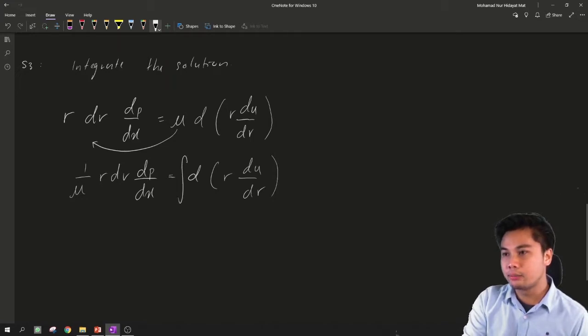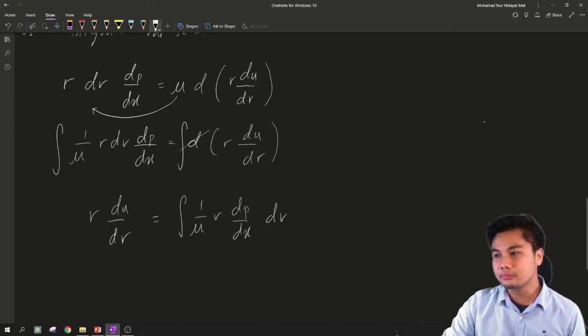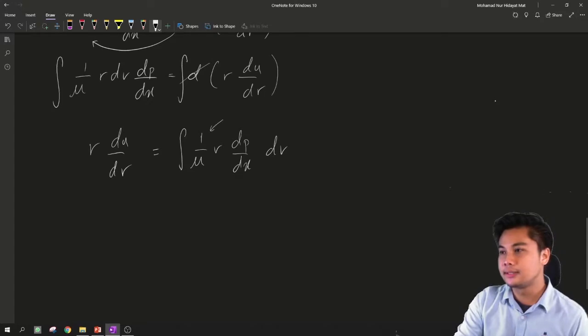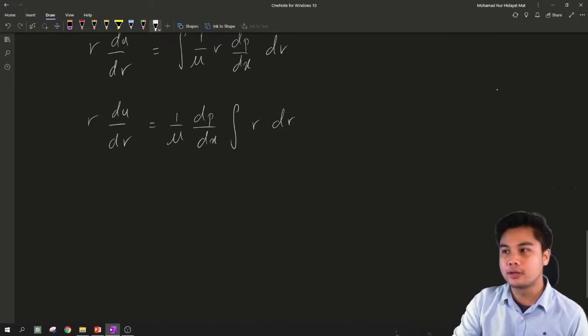So directly integrate both sides. This integration of differentiation cancels out, neutral. You will leave r du over dr equal to the integration of 1 over mu r dp over dx with respect to dr. So this is constant, move outside. So r du over dr equal to 1 over mu dp over dx integration of r dr. You integrate r, you will get r squared over 2.